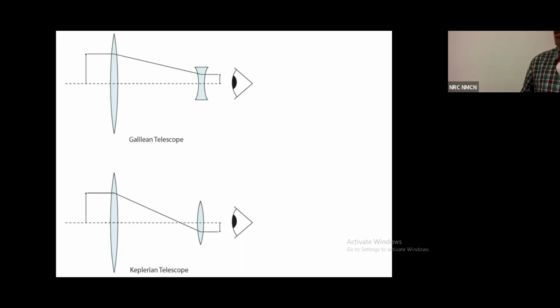And this is the Keplerian telescope. What he did was, he was able to achieve a larger magnification by using simple convex lenses, both convex lenses. Galileo had used a concave and a convex lens.